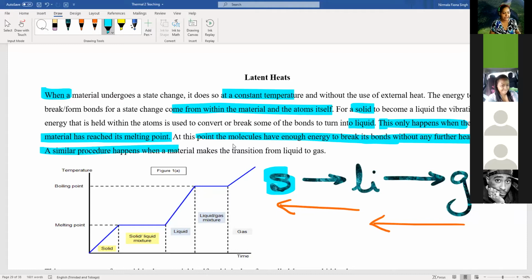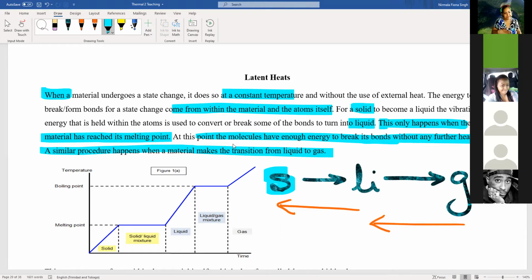A similar procedure happens when the material makes the transition from liquid to gas. When we go from liquid to gas, we have to heat up those liquid molecules, give them enough energy till they reach a point where they can break all those liquid bonds and become gaseous.